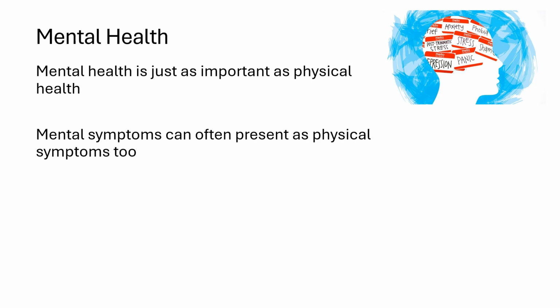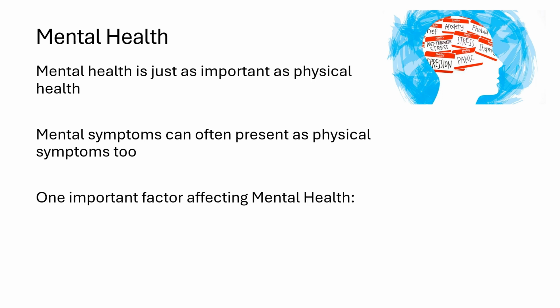And finally, mental health. Mental health is just as important as physical health, and it can present as physical symptoms in our bodies too. And so it's really important that we are looking after ourselves and making sure we treat mental health as importantly as physical health. And one important factor that affects mental health is stress again. And for example, you may have experienced this during upcoming exams. You may feel really stressed or anxious, and you can feel this within your body that makes you feel not very well. This is an example of stress presenting in your body.